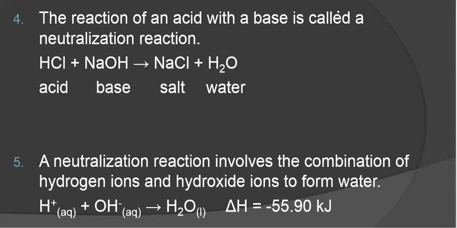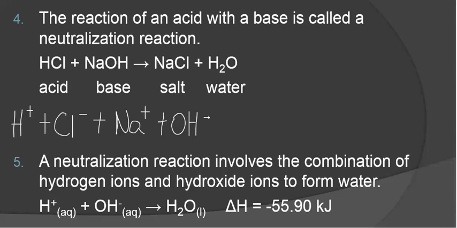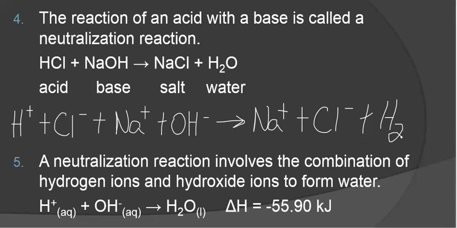We can write an ionic equation for this reaction. If it is aqueous, we break it apart into ions. So HCl is aqueous. So in solution, it would form H plus and Cl minus. NaOH is aqueous, so it would produce Na plus and OH minus. On the product side, NaCl is aqueous, so Na plus plus Cl minus. And water is a liquid, so it stays together.